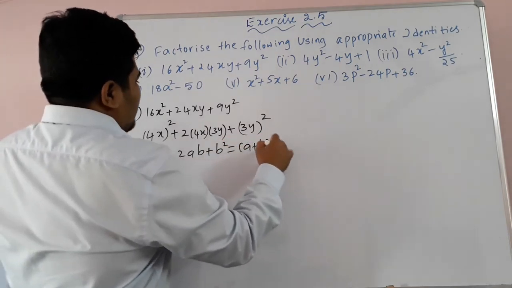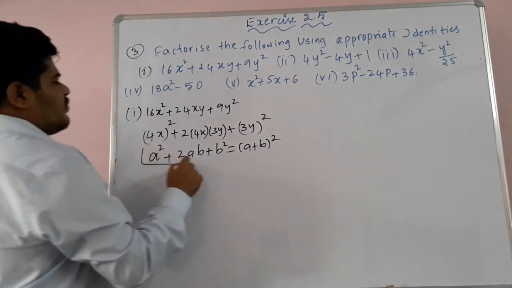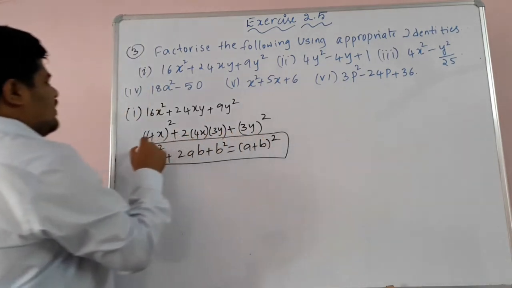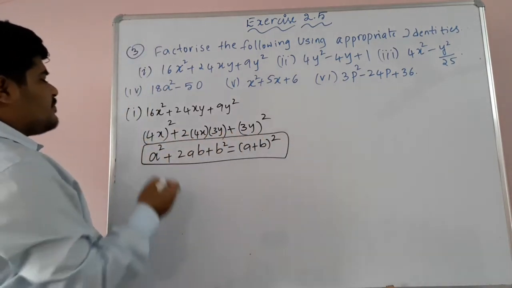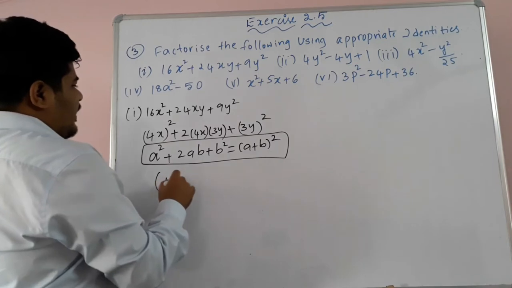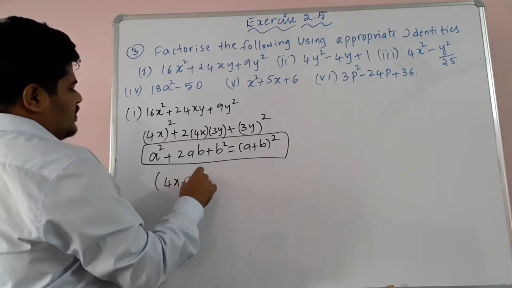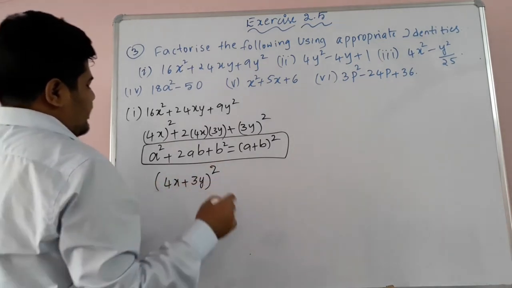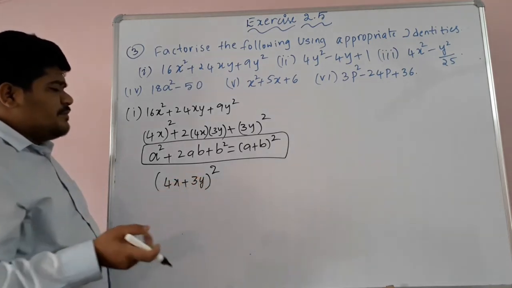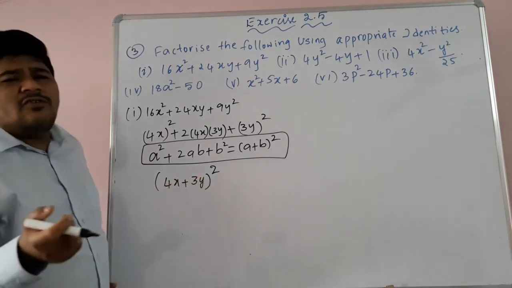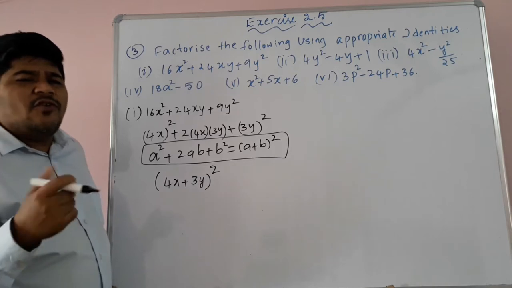can be written as a plus b whole square. A square plus 2ab plus b square can be written as a plus b whole square. So 4x plus 3y whole square you can write. So children, 4x plus 3y whole square can be written as 4x plus 3y into 4x plus 3y.